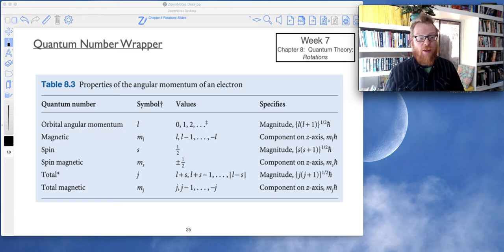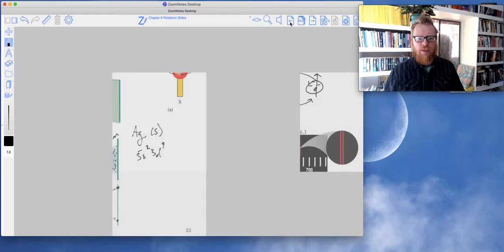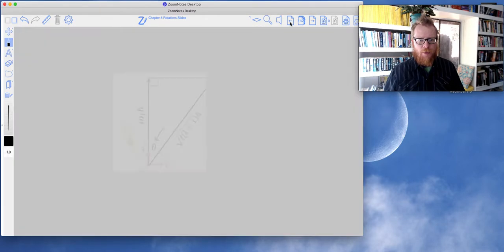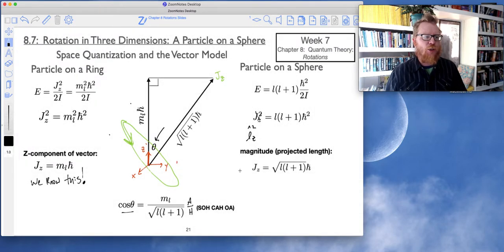Just doing this very quick chapter wrapper that includes this quantum number wrapper as well as an equation wrapper. I did want to go back though. I just realized I was confusing myself with a letter that I was using, and I wanted to make sure that that's clear. Yes, so right here where I was calling the z component Jz equals mL h bar, that's correct.